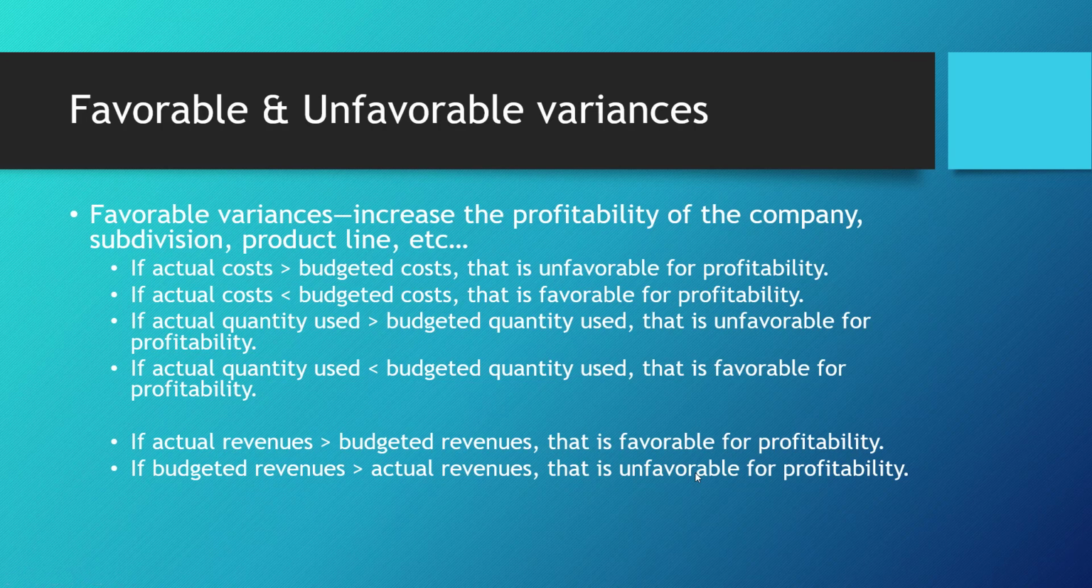So whether the difference between actual and budgeted is favorable or unfavorable is entirely determined by what element of the company you're talking about. If it's something that increases income, actual being greater than budgeted has to be favorable. If it's something that increases cost, well, actual being above budgeted would always be unfavorable.